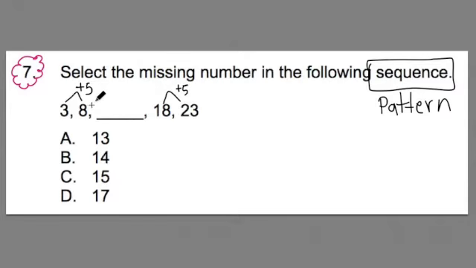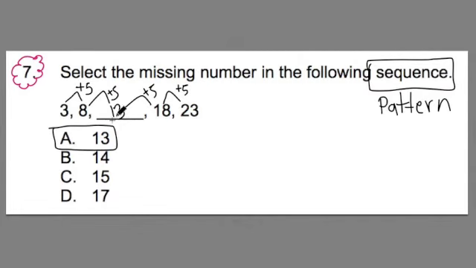You add 5. Now we're going to do the same thing for this missing term. 8 plus 5 gets you 13. And 13 plus another 5 gets you 18. So it works. So my missing number here in this sequence is 13.